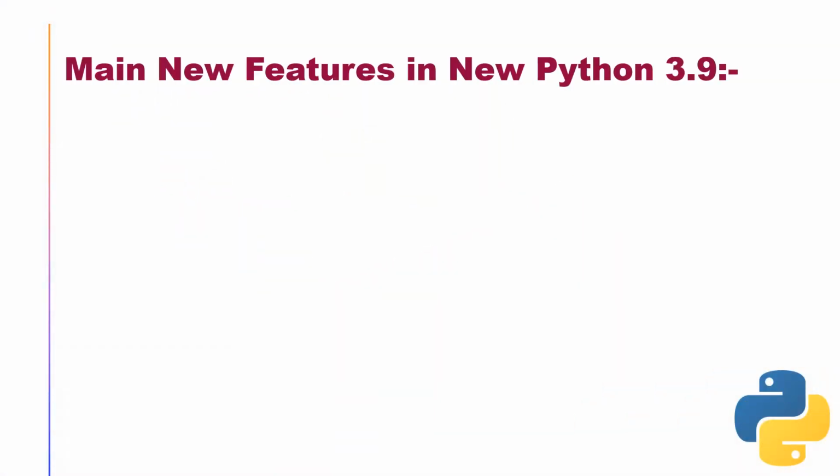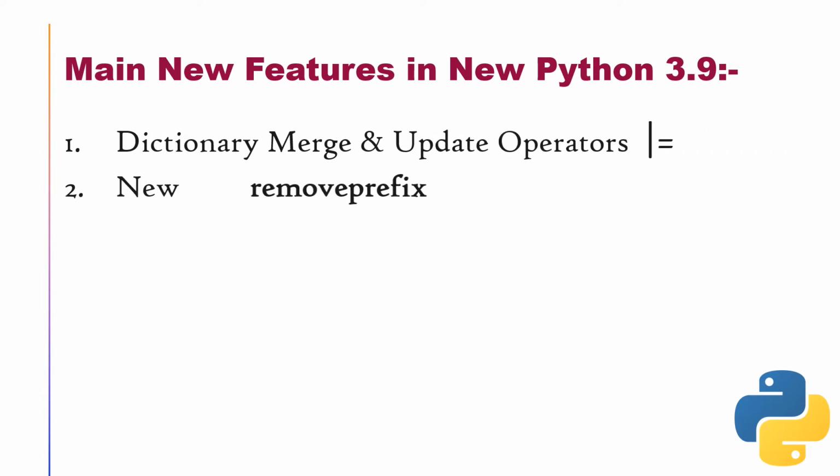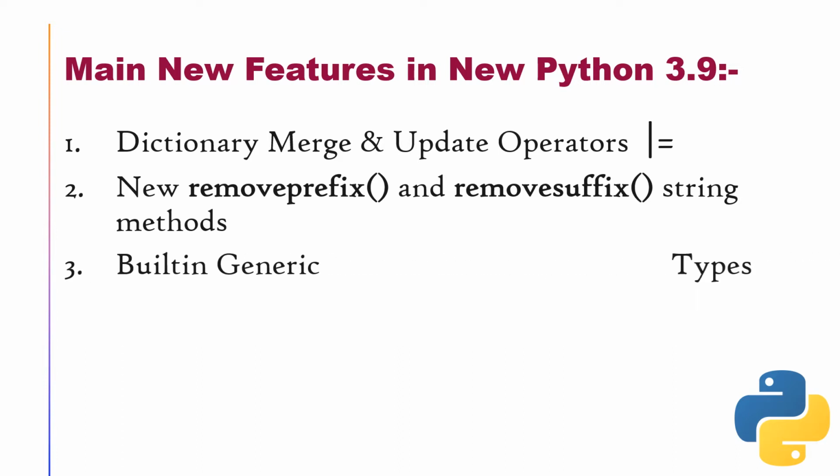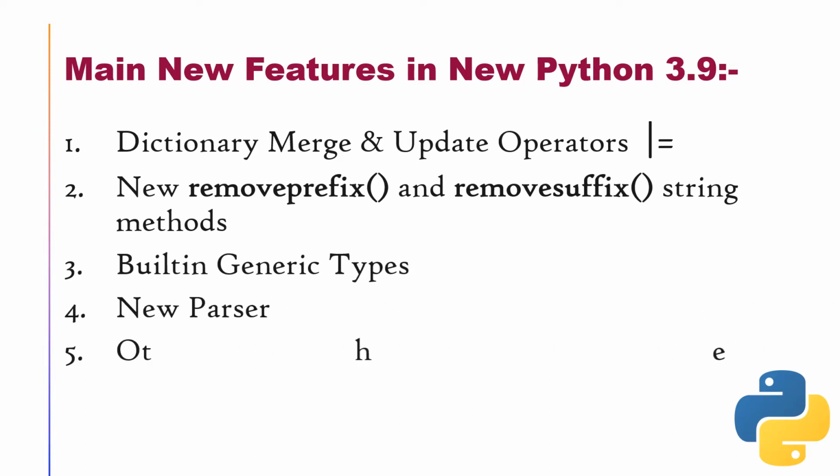Main new features in the new Python 3.9: Dictionary merge and update operators. New remove prefix and remove suffix string methods. Built-in generic types. New parser. Other language changes. New module. Let's see one by one in detail.